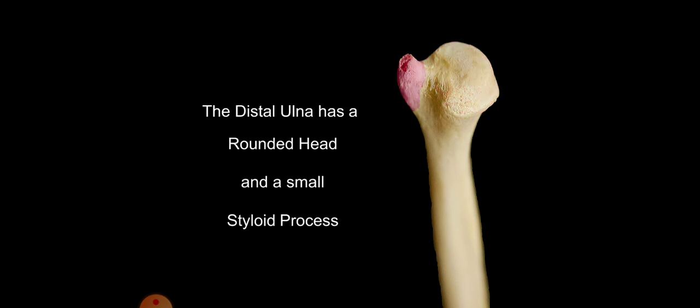So at the distal end we have this rounded head. This rounded structure is known as head of ulna. It is articulating with the lower end of radius and forms inferior radioulnar joint, or we can say distal radioulnar joint. Another structure at the lower end is this small process which is known as styloid process of ulna. So in the radius you also have styloid process. In the ulna we also have the styloid process.